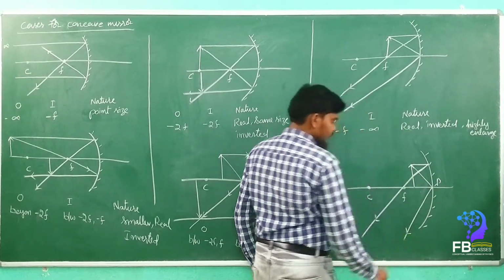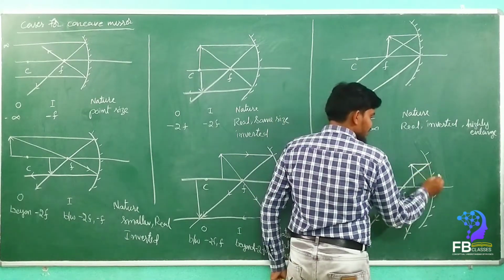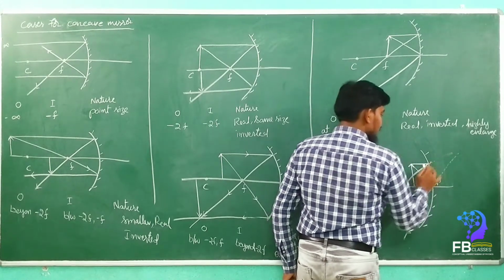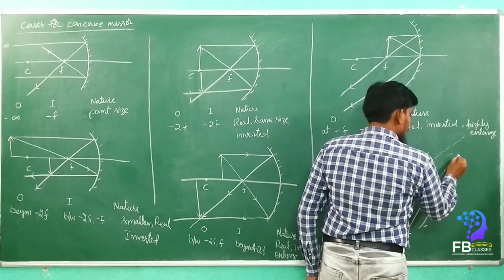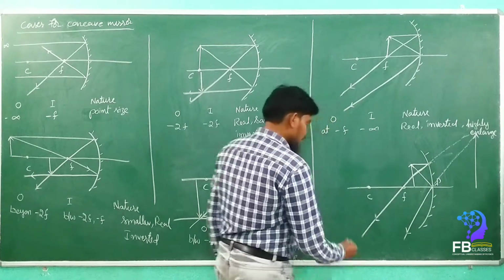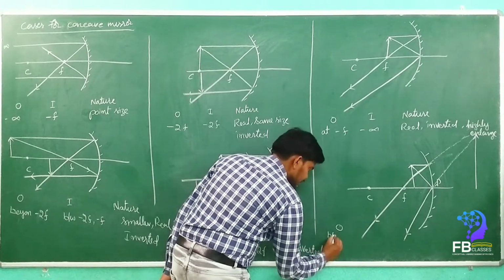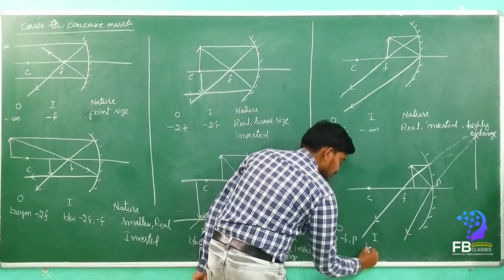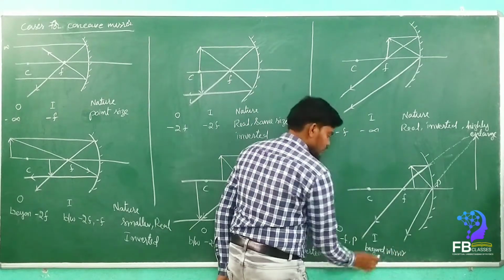Yes or no? See here, these two rays are diverging rays. Yes or no? They will not meet at all. So what will happen when we extend these two rays? See here, when these two rays are extended here, the image will form behind the mirror. Yes or no? What is the nature? It speaks like that. See here, the object is placed between minus F and pole and the image is formed behind the mirror.